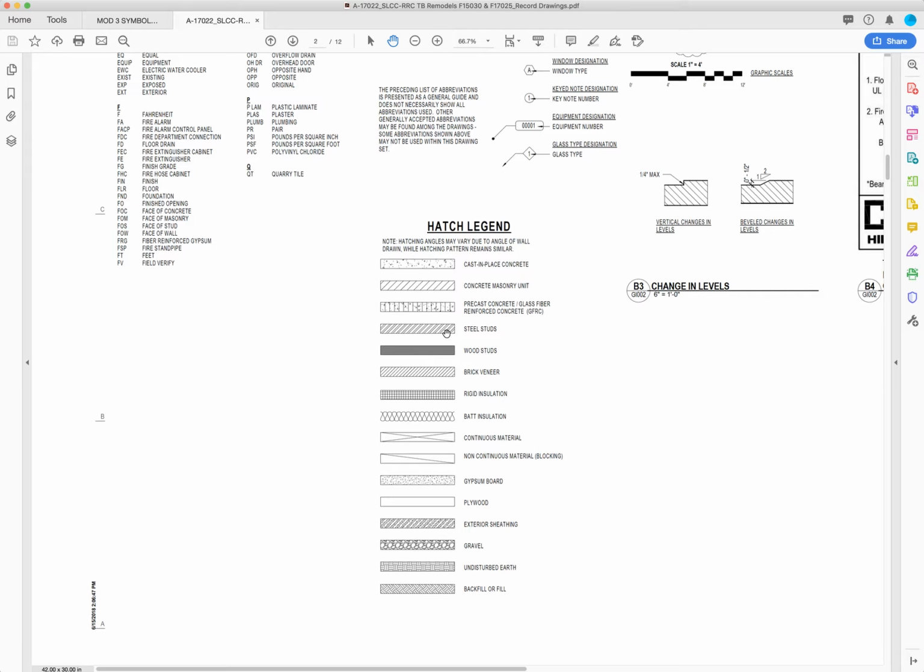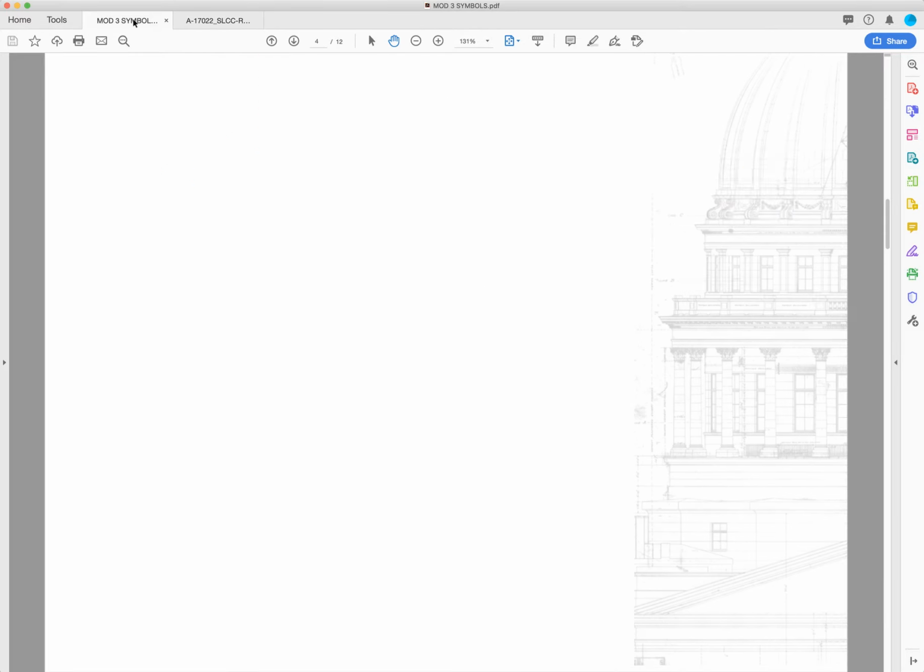Their concrete masonry unit. A continuous material is almost always shown as an X if it's being cut through. Non-continuous is the single line. And this is really common for gypboard. So I'm going to hop back over here.